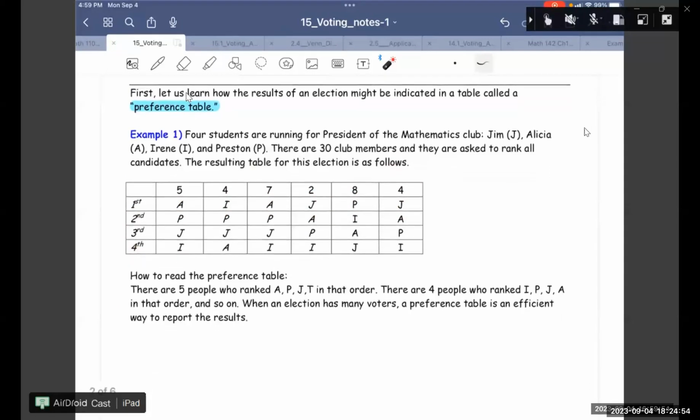So how do we read the table? In this preference table, there are 5 people who ranked A, P, J, I in that order. That is the order. There are 4 people who ranked I, P, J, A in that order, and so on. When an election has many voters, we present the table this way to report the result.